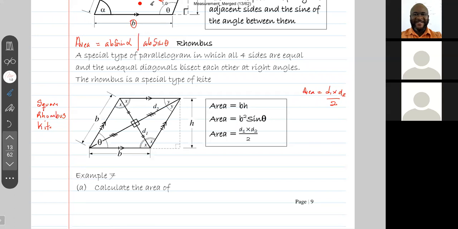Ladies, gentlemen, the area of the rhombus is B times H.